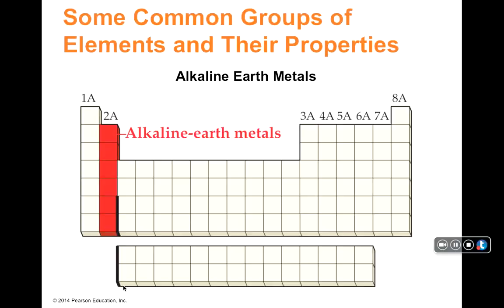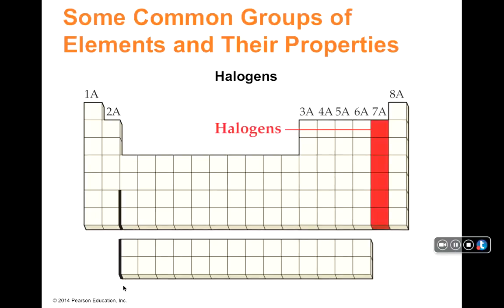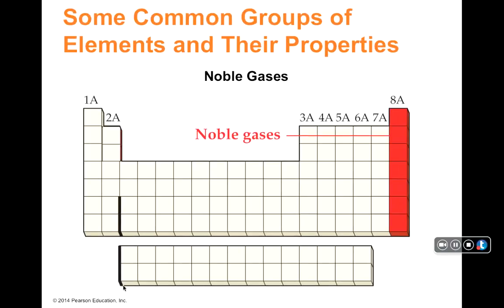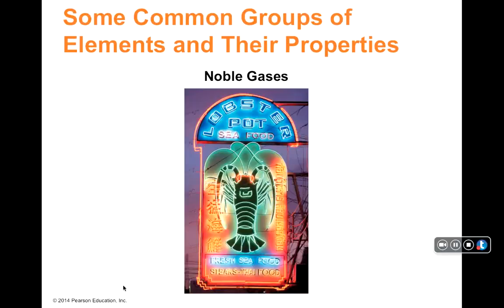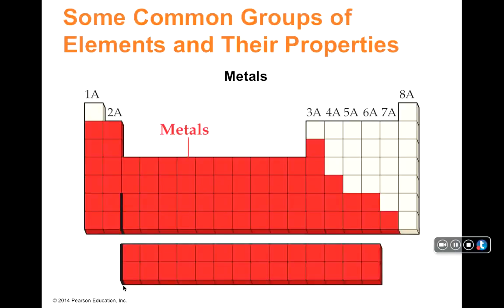Group 2A are known as the alkaline earth metals. Group 7A are the halogens. And group 8A are the noble gases. So those are the 4 groups that I'll expect you can tell the names of. The rest also have names, but we'll not go into those in the context of this course.